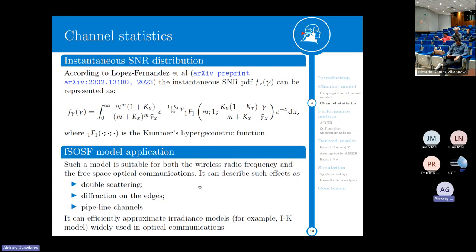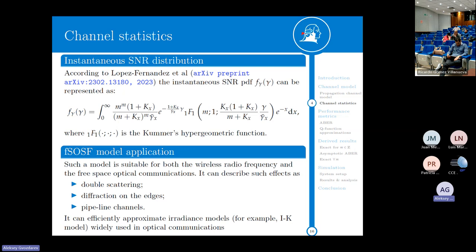Such a model is suitable for both wireless radio frequency and free space optical communication. For example, it can describe such effects as double scattering, diffraction on the edges, pipeline channels, and some other models, and can efficiently approximate models like IK, which are widely used for optical communication, for example, for modeling the irradiance. The basic statistical description was derived in a pioneering work by Professor Lopez Fernandez with colleagues.